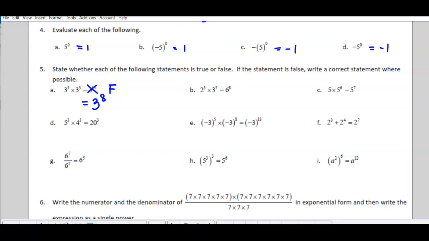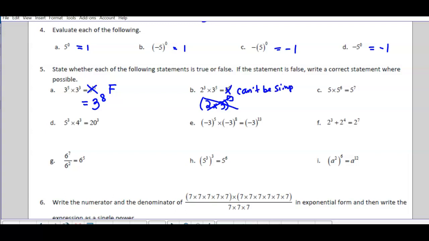Next one, 2 cubed times 3 to the 5th. Can we simplify that to 6 to the 8? Look at the bases. Are the bases the same? No, so we can't add the exponents. What you could try to do is show this as one power, but because these are different exponents, we can't show it like this to anything, which is how you would get 6. So that can't be simplified.